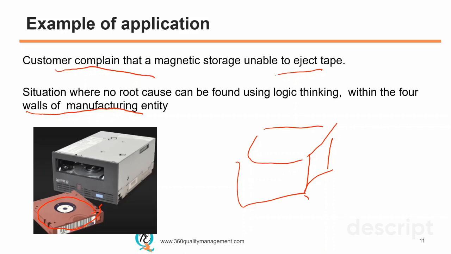Eventually, through a thorough investigation, imagination, and brainstorming, trying to understand the customer's usage environment, it was found that this customer has used very strong radio frequency emitting devices that have caused the sensor to malfunction. Therefore, the tapes cannot be ejected. Sometimes we really have to apply creative problem solving within the critical thinking steps in order to solve the problem.